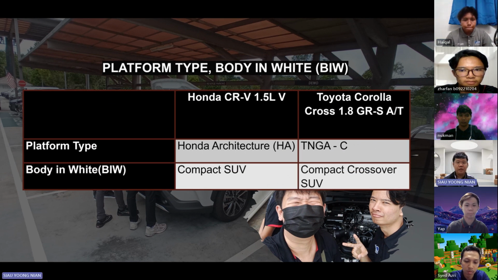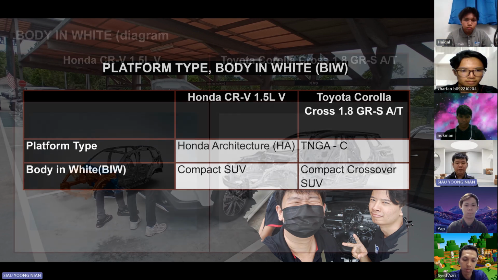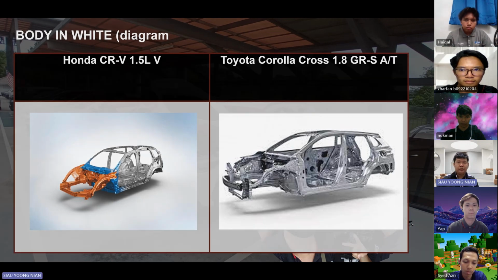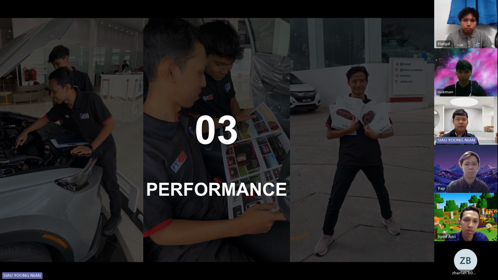And the next one is the platform type and body in white. The platform type for the Honda CR-V is the Honda architecture, and for the Toyota Corolla Cross it is TNGA-C. For this slide, we can see the body in white diagram for both vehicles. Okay, for the next one, I will pass to my team member.